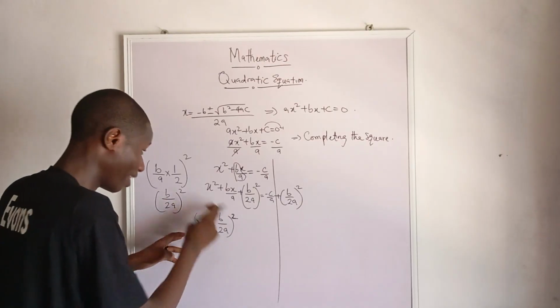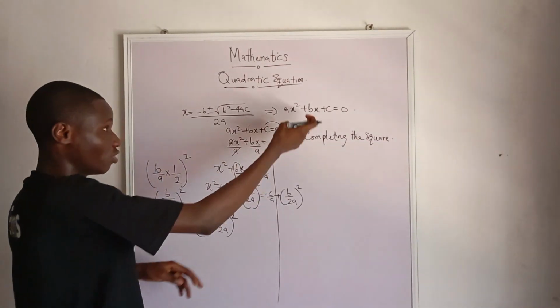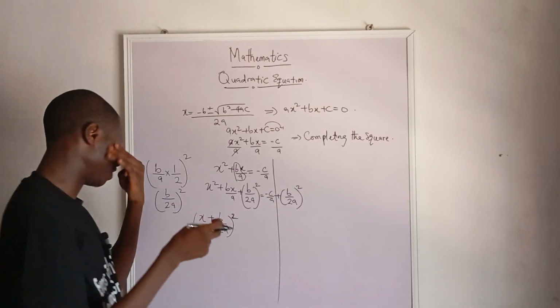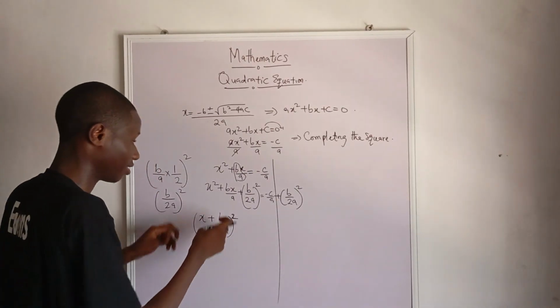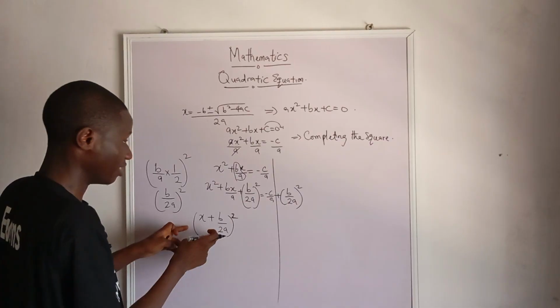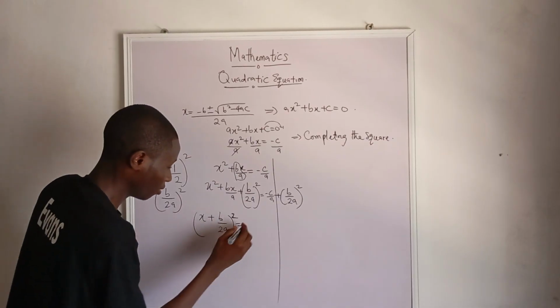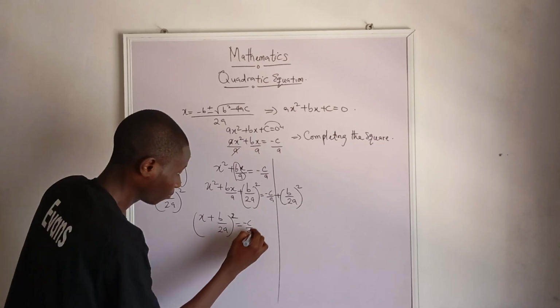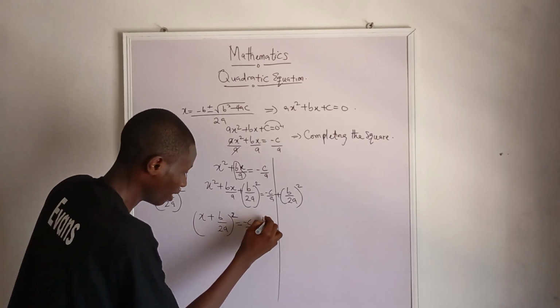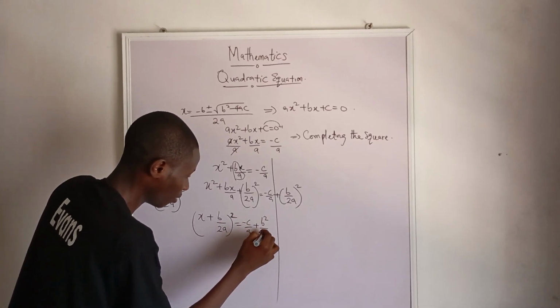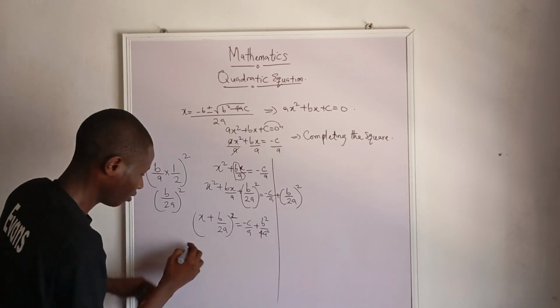So just have it at the back of your mind that when you are trying to prove the general or quadratic formula, when you get to this stage, you're going to make it this way. Then this equals what? Minus c over a plus b squared over 4a squared. Do you understand?